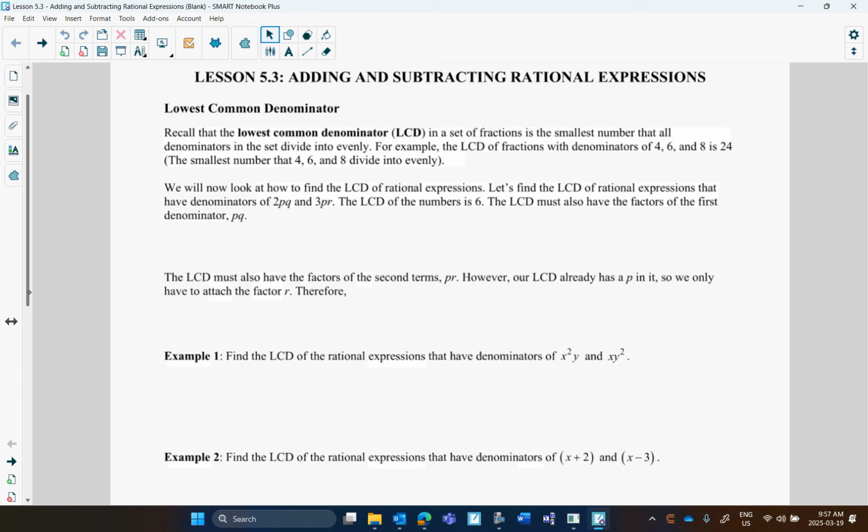Because notice, what's the lowest common denominator? I have to represent all of them. I need an x plus 3. Sorry, x minus 1. It needs an x plus 3. It needs an x plus 2. It needs an x minus 1. But does it need another x plus 2? No.